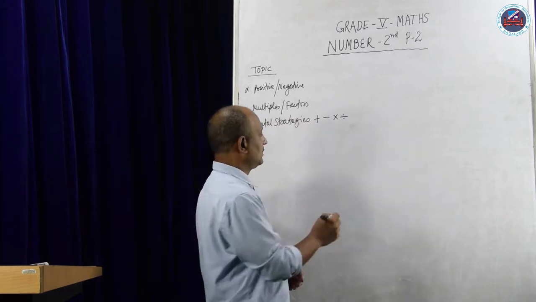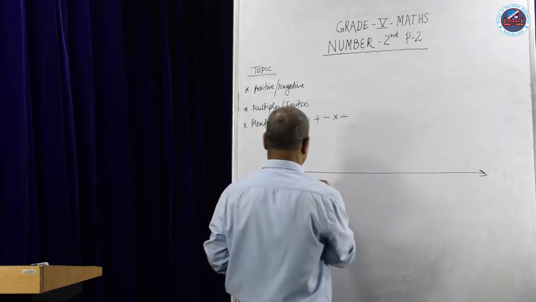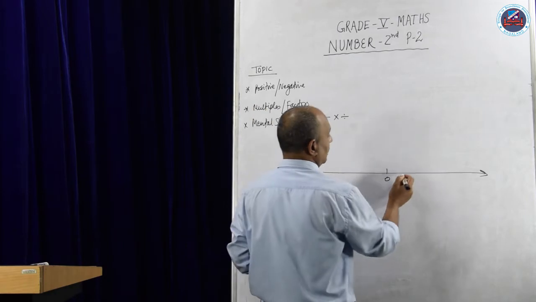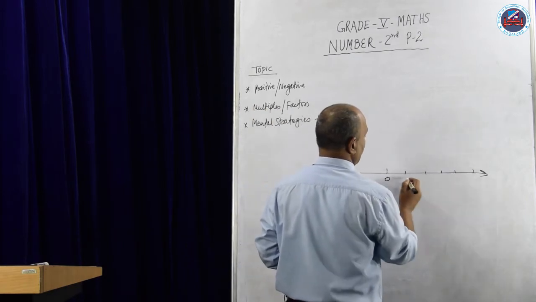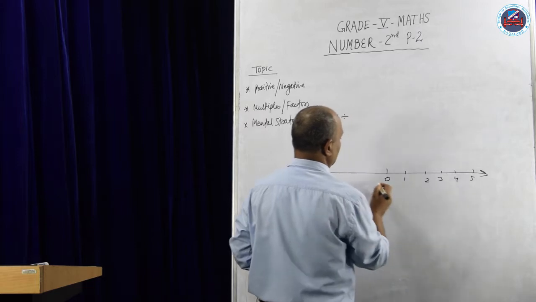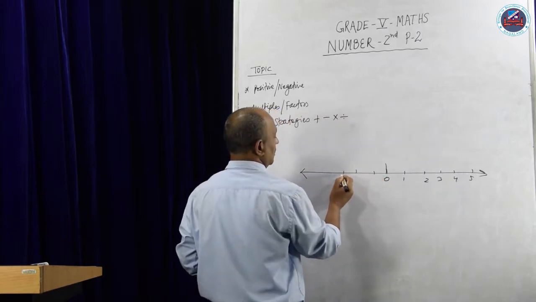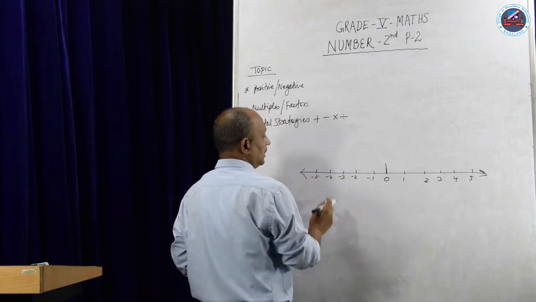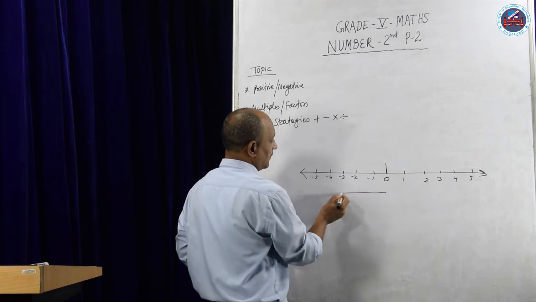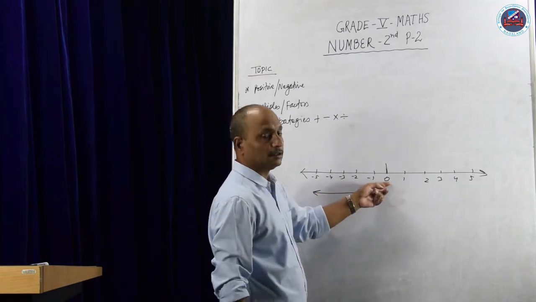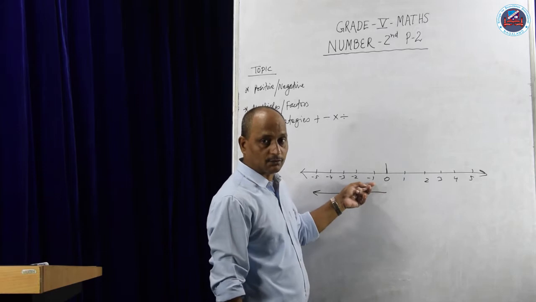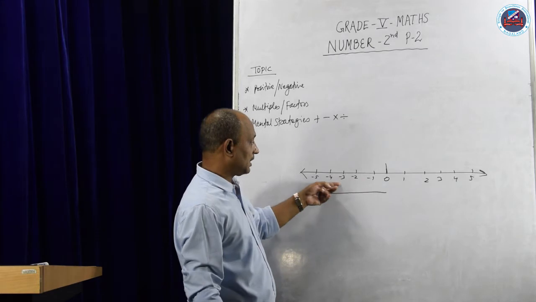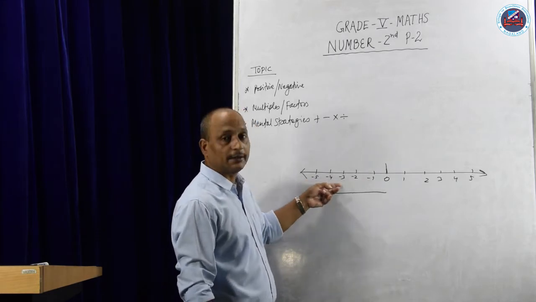For this, let us focus on the number line. In the number line, 0 is in the middle. The numbers that start towards the right hand side are all positive numbers, and the numbers that start towards the left side are all negative numbers. What does it mean? When we look at this side, the number nearest to 0 is -1. The further we go towards this side, the numbers become bigger and bigger.